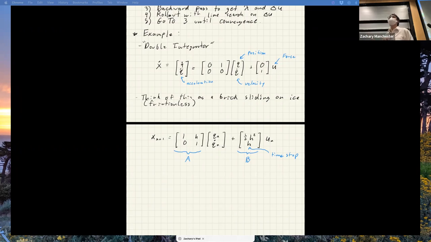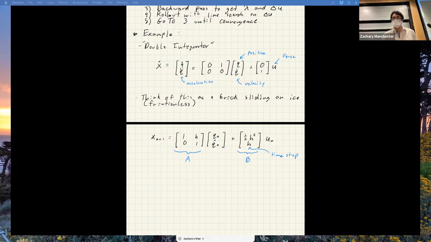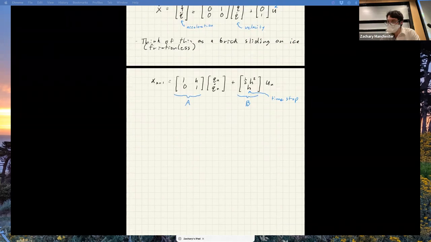Anybody else? Okay, cool. So here we go. The next thing we're going to look at is setting up and solving this LQR problem as a QP, as a quadratic program, like you're seeing on the homework and like we talked about a little bit before. So here goes.